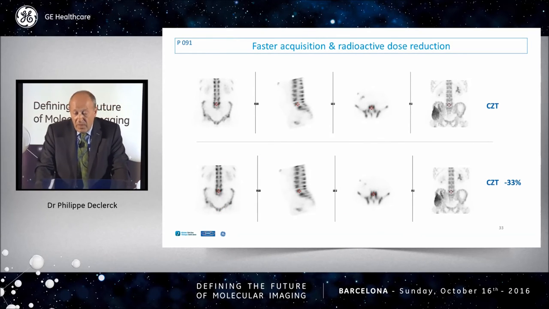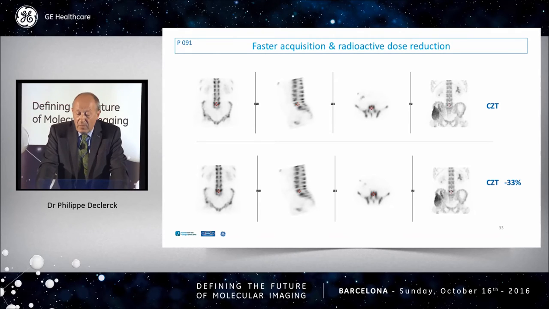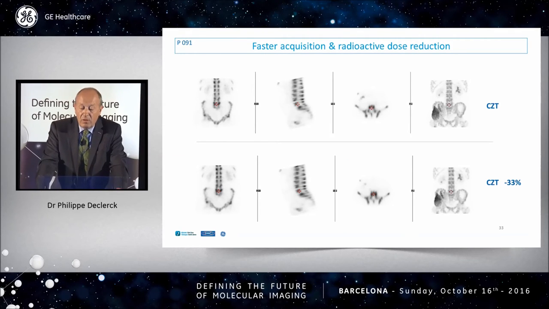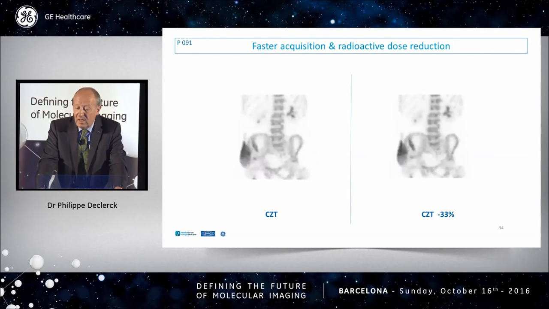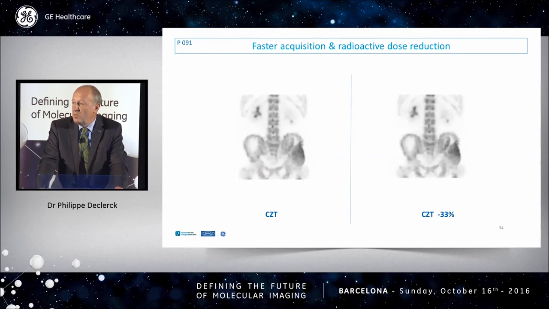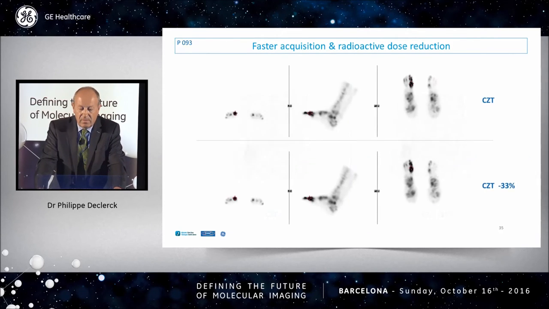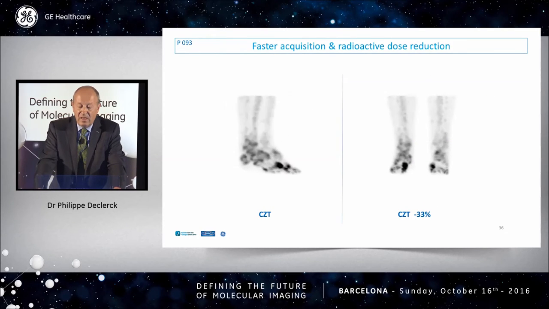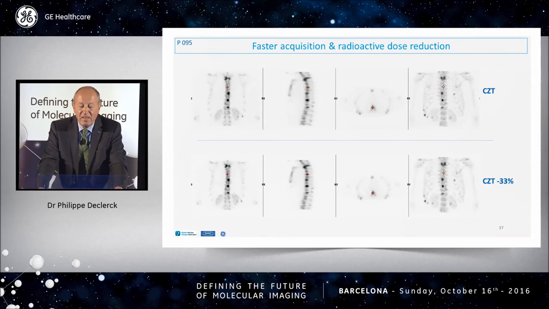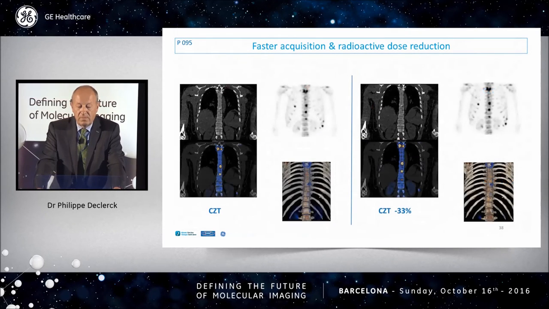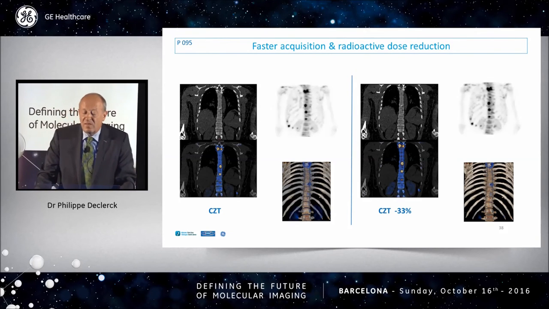We did some evaluation on CZT SPECT. Above is a full-time acquisition, and under is one-third reduction of time. And again, it is the same image quality. And this one-third time reduction is only the beginning. Another case with the foot, sometimes very difficult. And image quality is again the same. This is a spine, several lesions, time reduction of one-third. And clinically it is the same.